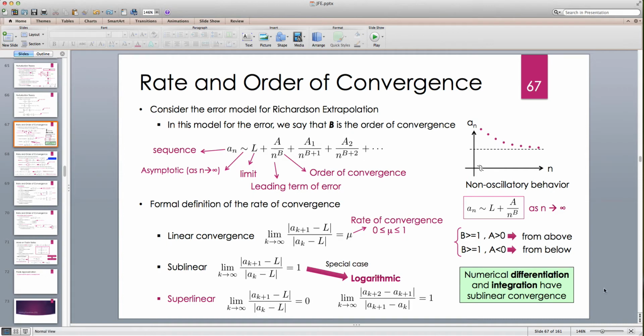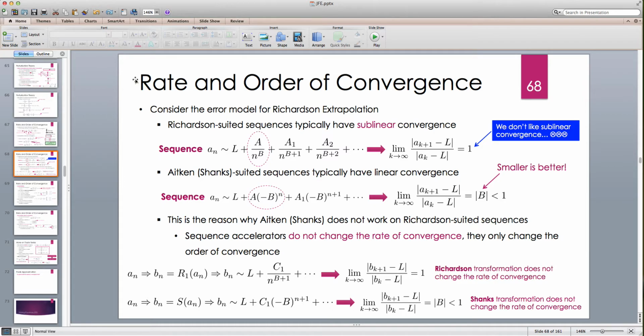And we don't need to worry about that because we already have very powerful tools for accelerating the convergence, which is the Richardson extrapolation. As we mentioned before, the sequences that we end up with in numerical differentiation and integration typically follow this error behavior, 1 over n to some power, and these are suitable for Richardson acceleration.